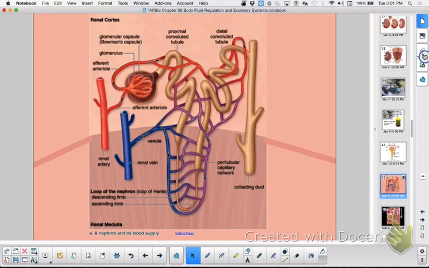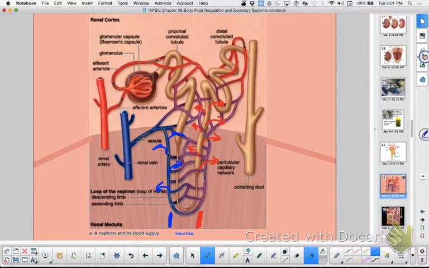Where on here is only salt moving? Only salt. Going up, right. So the ascending loop. I'm going to make red salt and blue water. So this is the one place where there's only salt, on the ascending loop. Only salt. Where's the place where there is water only, or water and urea? Descending is water only. I agree. So water gets reabsorbed here.